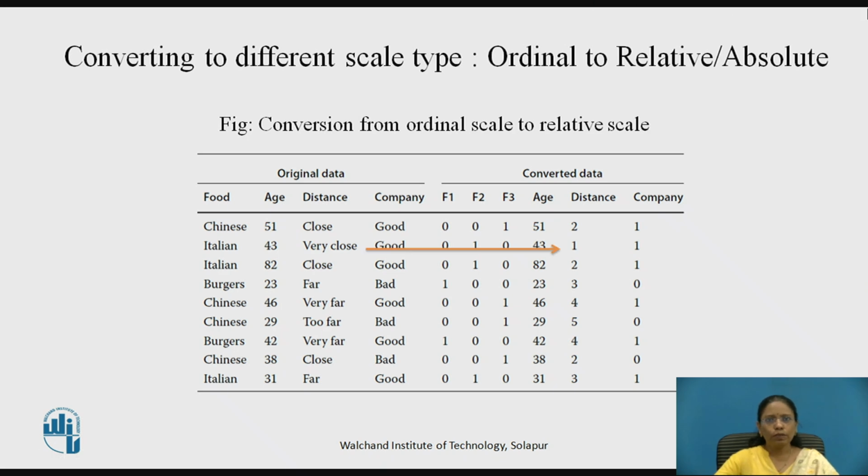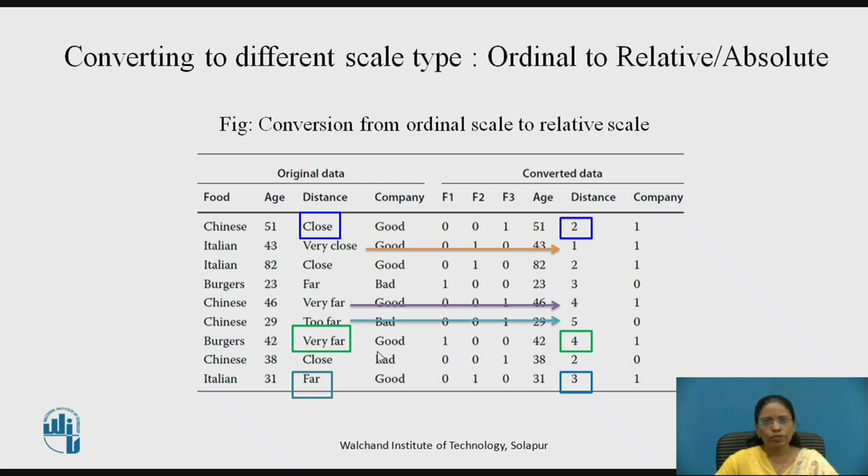Again let us look at this. We are converting the ordinal value to relative scale. So here the ordinal value very close can be converted to 1. After very close comes close, which can be considered as the next value, 2. After close the next is far, so far is considered as 3. After far there comes very far, so that can be considered as 4, and after very far comes too far, so too far can be considered as 5.